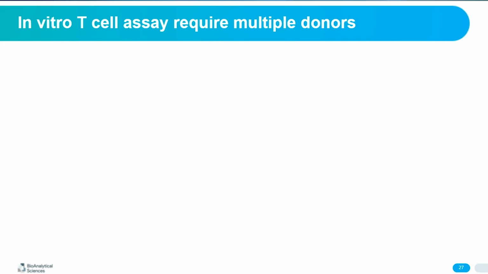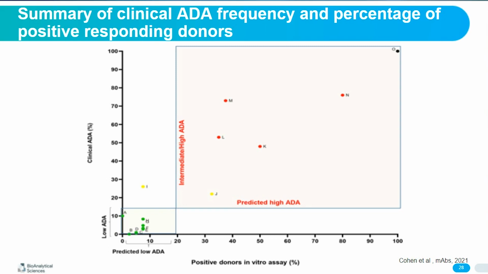In this slide, you can see a summary of the clinical ADA frequency and the percentage of positive responding donors in our T-cell activation assay. Our y-axis is our clinical ADA. On the x-axis, you can see the percent of positive donors in our in vitro assay. You can see here at the bottom of the slide where the low ADA biotherapeutics are that we were able to predict or assess their immunogenicity risk in the T-cell activation assay.